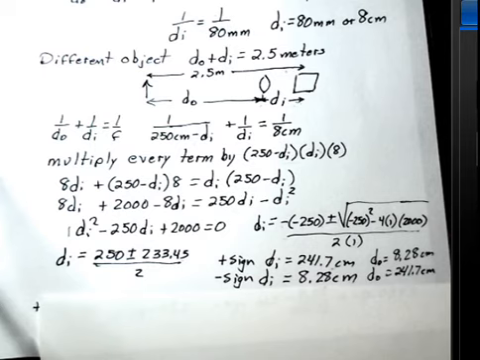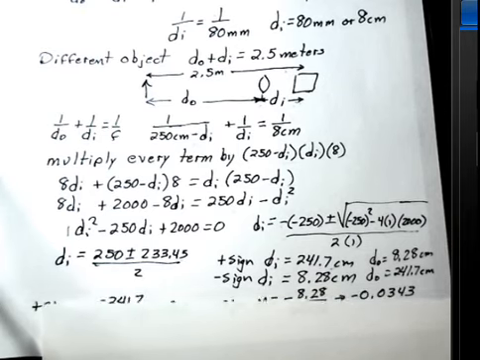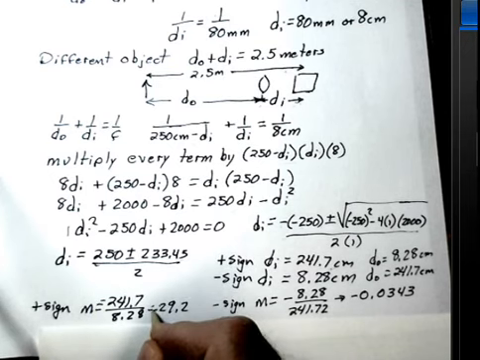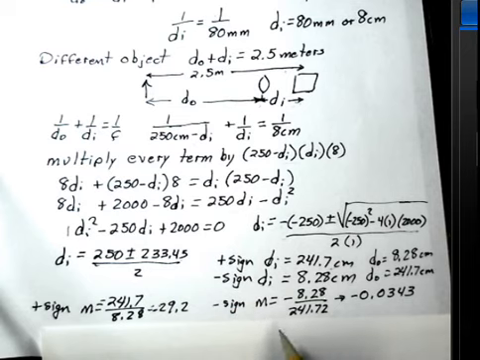Which is correct? Well, really, they're both kind of correct, but one is better than the other. One will produce a usable image. Let's take a look at the magnifications. If I use the plus sign result, I have minus di over do. The magnification will be minus 29.2. If I use the minus sign result, minus di over do, and I get magnification of minus 0.0343.